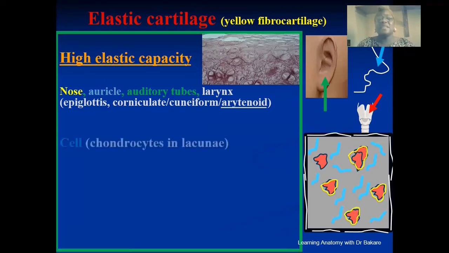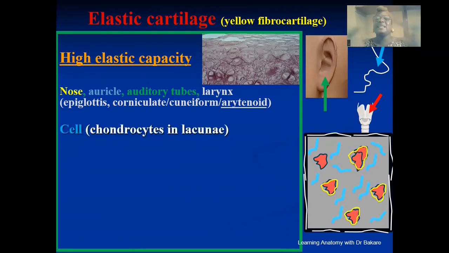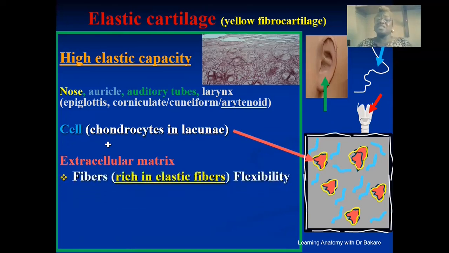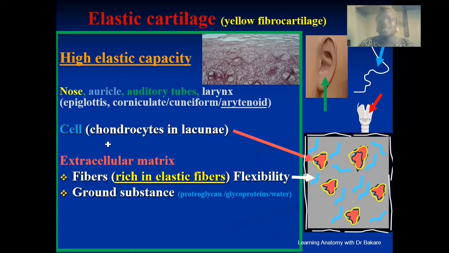So structurally, it is made up of cells, which include specifically the chondrocytes that are embedded in the lacunae, and also the extracellular matrix. So this is where we have the cell here, heralded at this point, of course, embedded in the lacuna, and this is what is highlighted here in yellow. For the extracellular matrix, we have fibers. Specifically, the distinct type of fibers that you have are elastic fibers. So it is rich in elastic fibers, and this is what brings about its flexibility. And this is what is heralded here in white. Then you have the ground substance that is made up of the proteoglycans, the glycoproteins, and also water. This is where we have the ground substance here, heralded at this point.